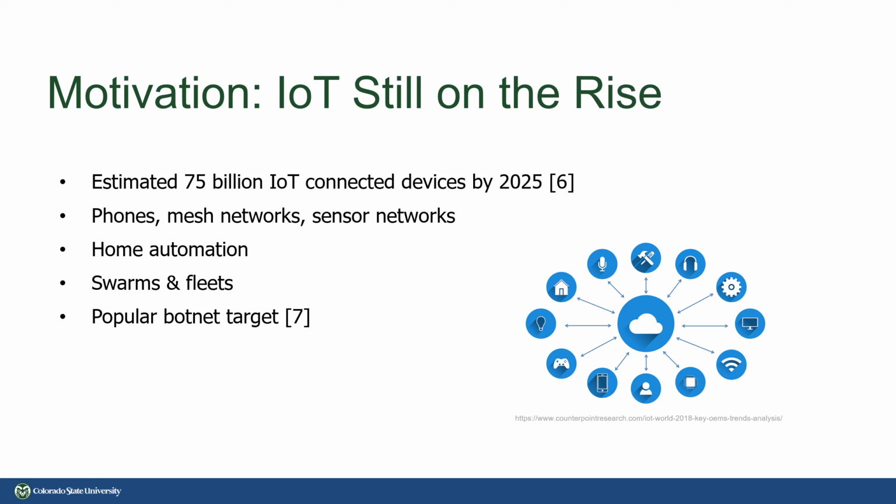By one estimate, there will be 75 billion Internet of Things connected devices by 2025. That includes phones, mesh networks, and sensor networks, but also home automation is big with Internet of Things, and then drone swarms or fleets of vehicles, and then as we saw with Mirai, Internet of Things can be a popular botnet target. So all good reasons to study Internet of Things security.